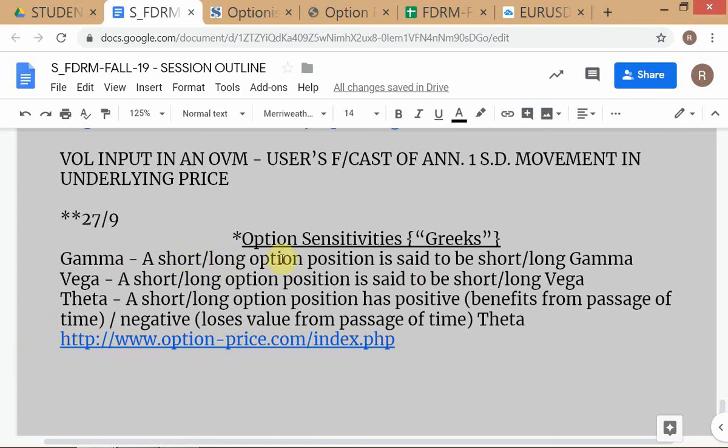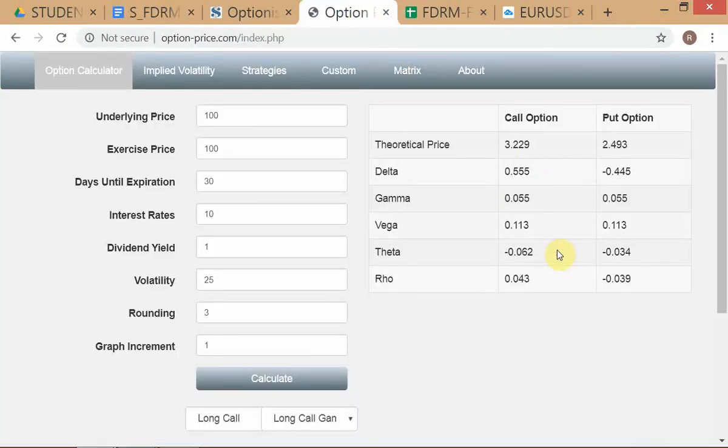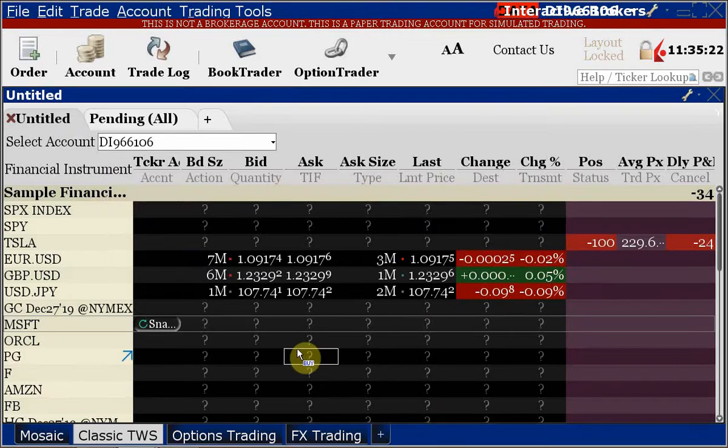So these sensitivities that they're showing you here are for long positions. If you're long a call or a put, you have negative theta. So these are all for long positions.